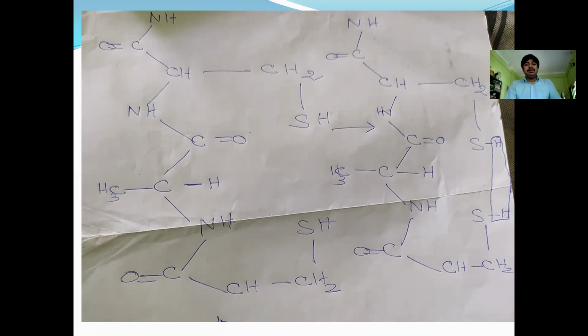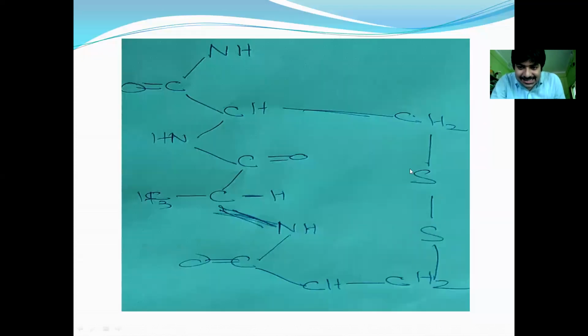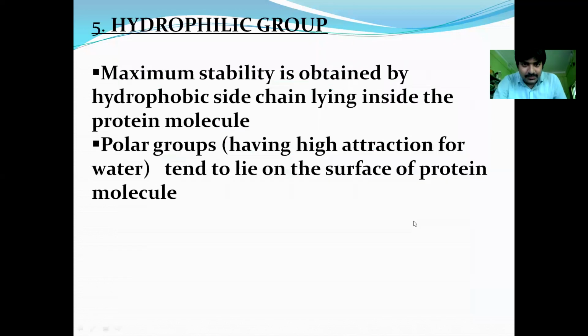So disulfide bond is formed between two same or different peptides having their side chain CH2SH. So this SS bond is the disulfide linkage or disulfide bond. Next, number 5 bonding.